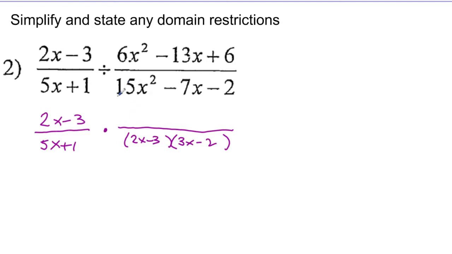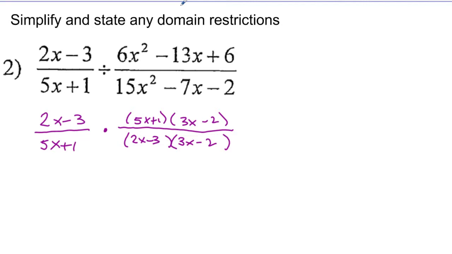I can do the same thing with my denominator here. The denominator in the division problem will become the numerator of my multiplication problem because I'm flipping this over. So again, you get factors of 5x plus 1 and 3x minus 2. I can double check: this is negative 10x plus 3x, there's that negative 7, so I'm good with that. Once everything's factored and I can see all of the parts of these polynomials, we're going to try to cancel one thing in the numerator with one thing in the denominator.